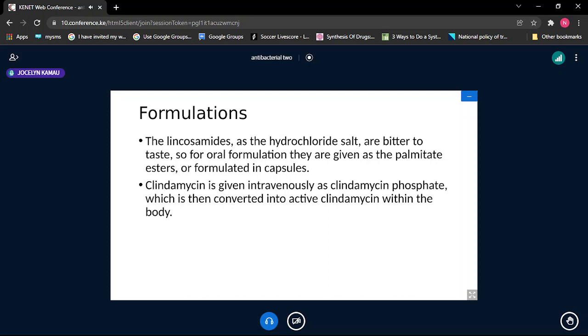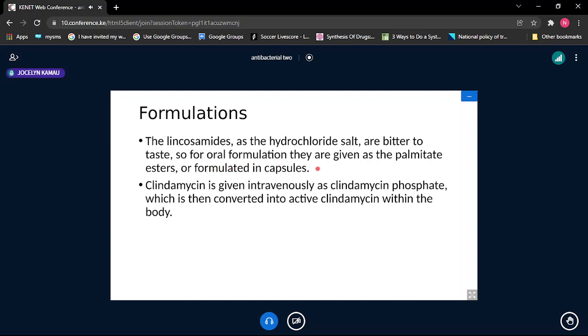So let us look at the formulations, and we can note that lincosamides as the hydrochloride salt are bitter to the taste. Remember, the hydrochloride salts are just you adding a bit of hydrochloric acid to the lincosamides, and then the nitrogen at position number 1 is protonated. Those hydrochloride salts are usually bitter to the taste.